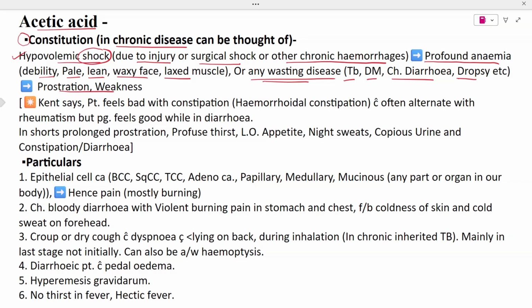Now, see, one most important symptom is that Kent says the patient feels bad with constipation, hemorrhoidal constipation, which often alternates with rheumatism, but the patient feels good while in diarrhea. That is a very important feature. Kent, I have already discussed in Kent's Materia Medica. So similarly, I just keep the line here.